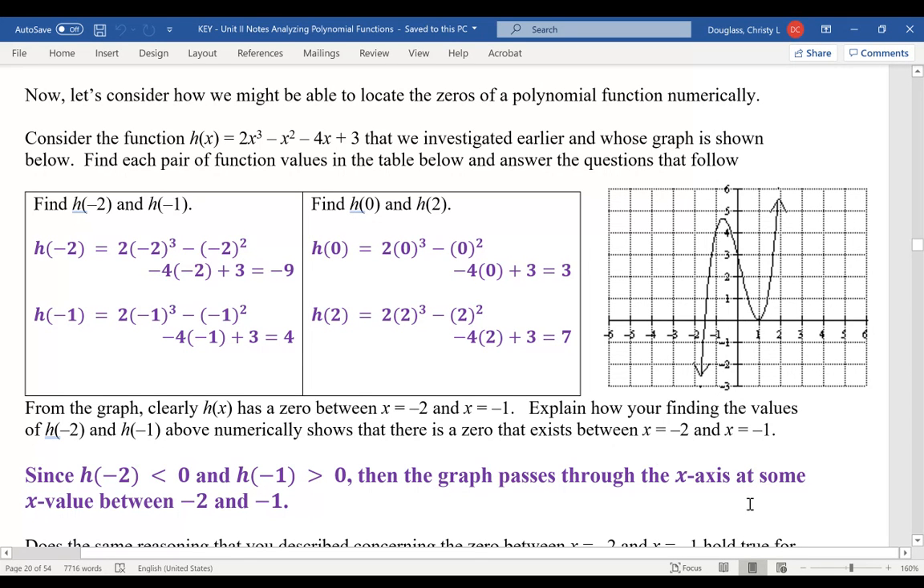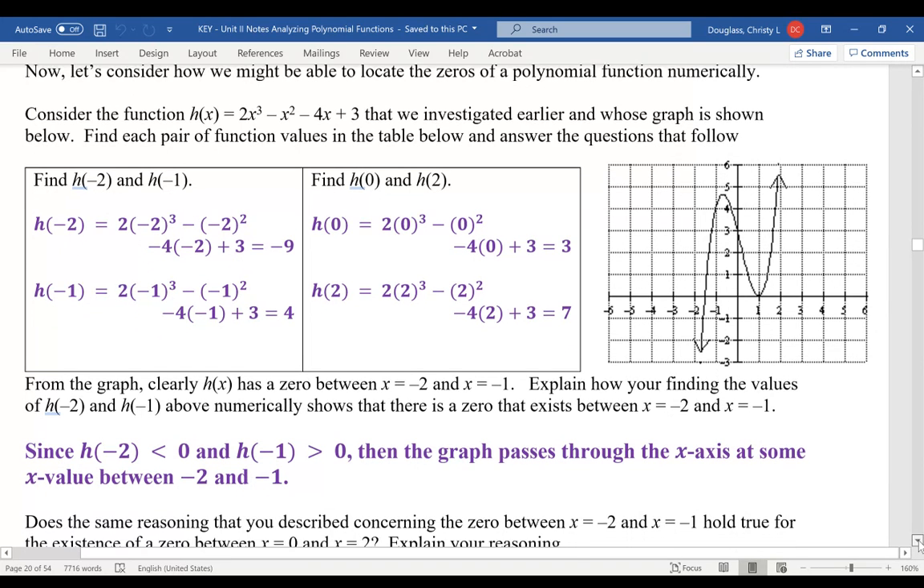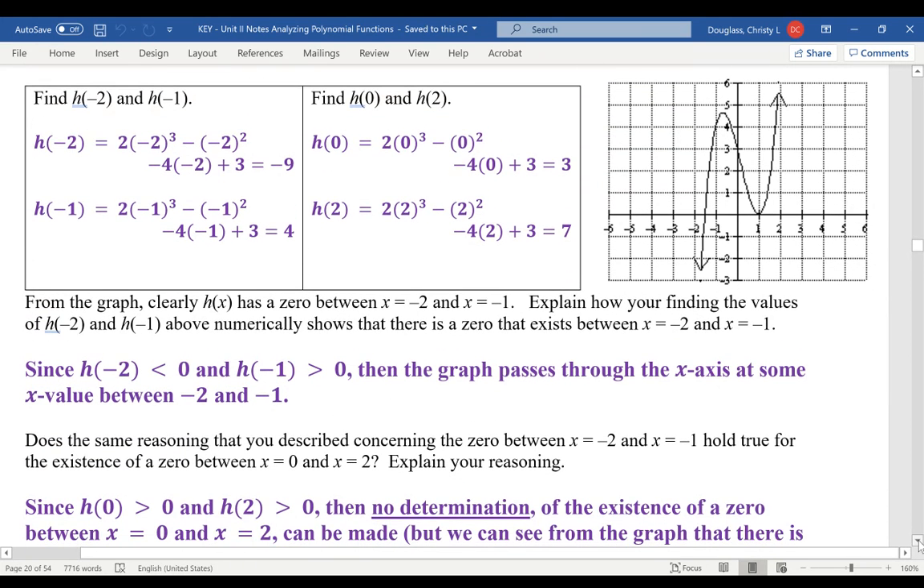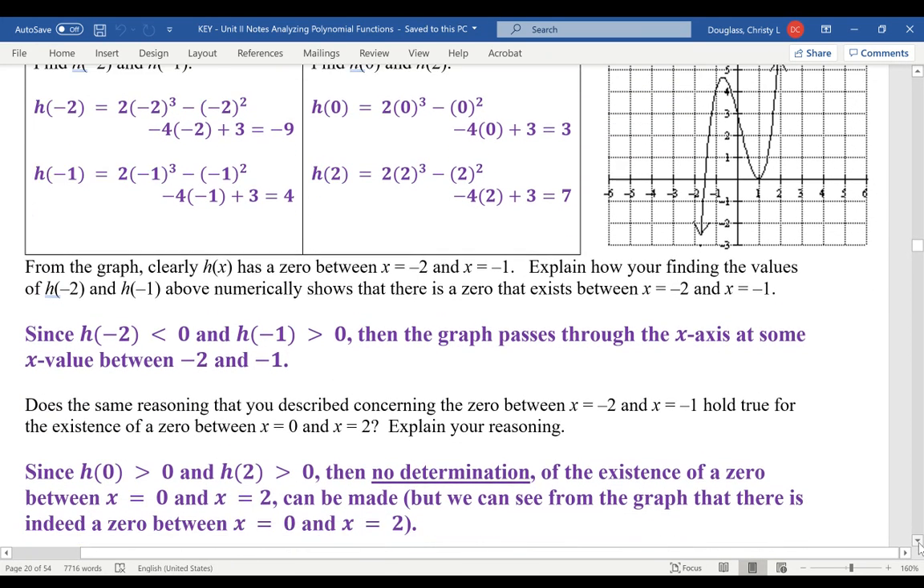So what does this tell us? Well, first of all, since h of negative 2 is less than 0 and h of negative 1 is greater than 0, then the graph passes through the x-axis at some x value between negative 2 and negative 1, which I mentioned earlier. But as for the second example, since h of 0 is greater than 0 and h of 2 is also greater than 0, then no determination of the existence of a 0 between 0 and 2 can be made.